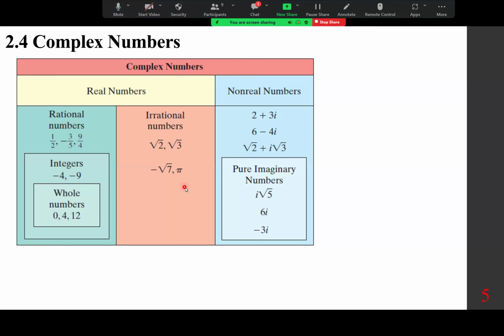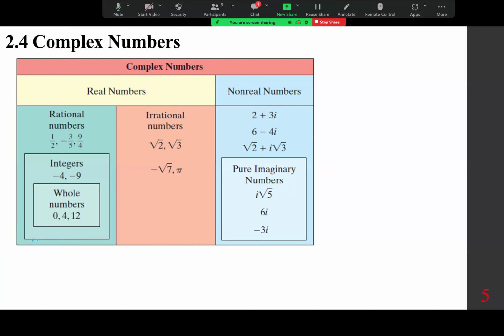these are non-repeating, non-terminating decimals. They're considered irrational numbers. The combination of the two, in the form of a union, gives rise to real numbers. And then we have non-real numbers, such as 2 plus 3i, 6 minus 4i, and so forth. And all of them are under the umbrella, the set of numbers called complex numbers.